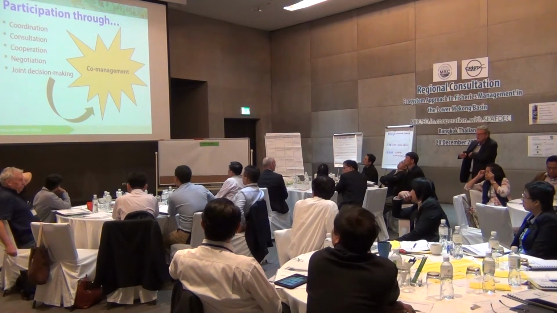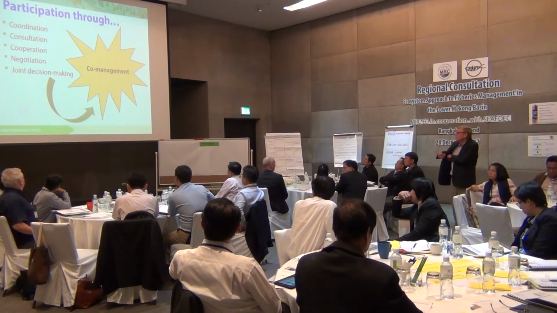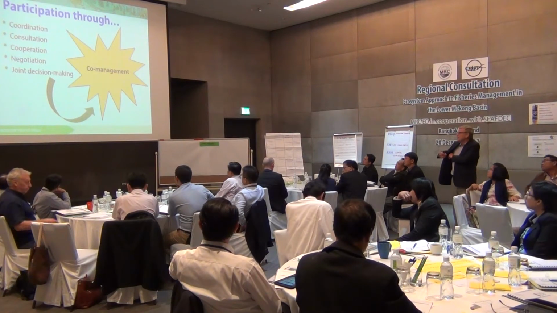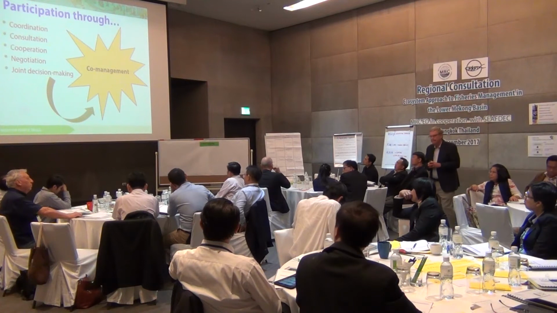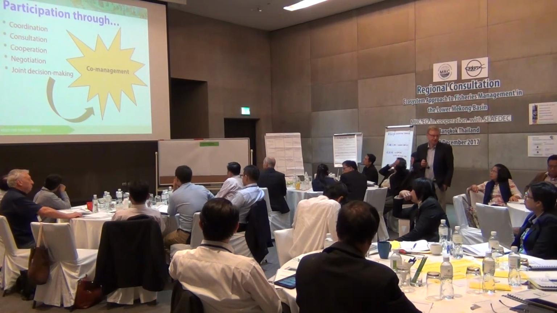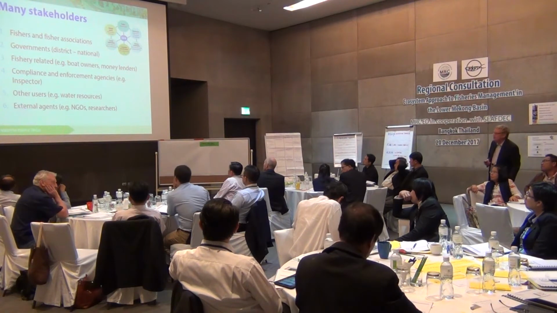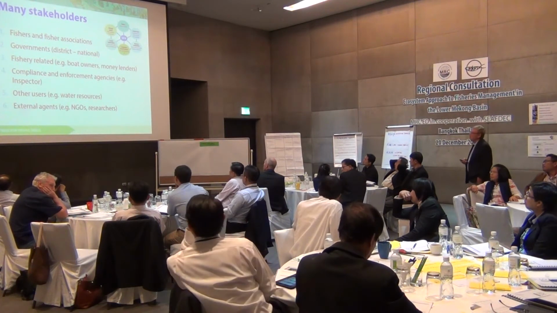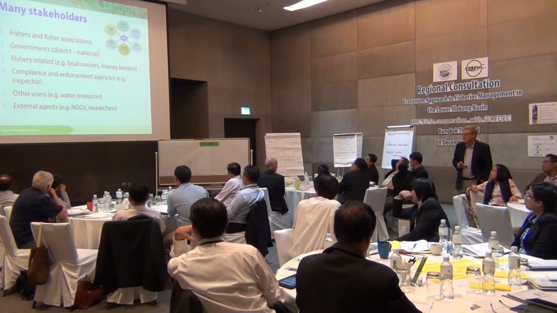Again, with co-management, you're already doing quite a lot of this. It's all to do with coordination, cooperation, negotiation, and joint decision making. People come to a consensus about what they want to do for their fishery. We've had a look at this, and all of you came up with many, many stakeholders. The challenge is how to engage those people.